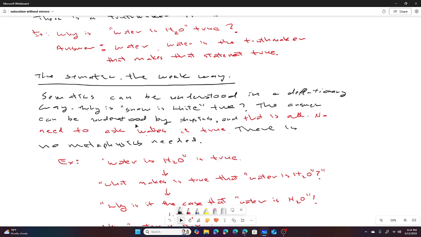But according to the author, it's not okay to go from snow is white is true to there being a truth maker that makes the statement true. This is why the author says that there is really no need to ask what makes it true. You know, there is no metaphysics needed.